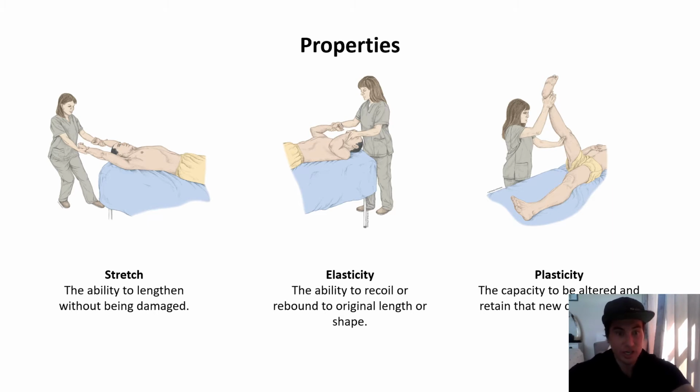Soft tissue can be stretched, so it can be lengthened without being damaged. If you think about putting a client through passive range of motion, you can do that without creating injury in an uninjured joint. Elasticity is the ability to recoil or rebound to an original length or shape. Put muscle under a big stretch, and it will want to come back to something that it knows. And then plasticity is the capacity to be altered and retain that new shape.